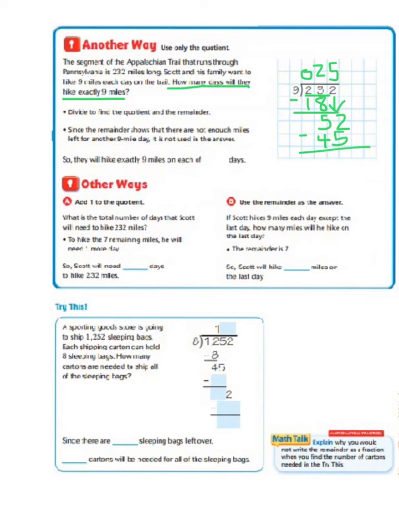12, 4, 12 minus 5 is 7. So we have a remainder of 7.